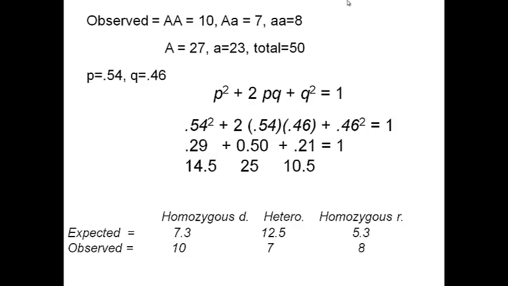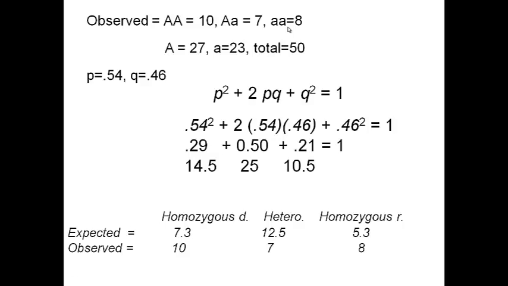So let's go up to the top of our screen. If you follow the cursor, you see that I have a hypothetical population that we observe in the environment. If we look at the top line of the screen, in this particular population we have a total of 25 individuals. 10 of those individuals are homozygous dominant, as we see here. 7 of those individuals are heterozygous, and 8 of those individuals are homozygous recessive.